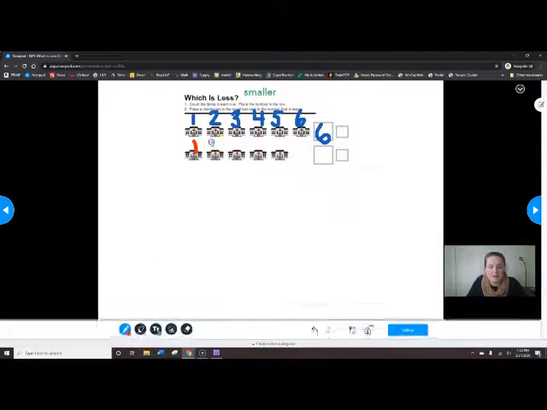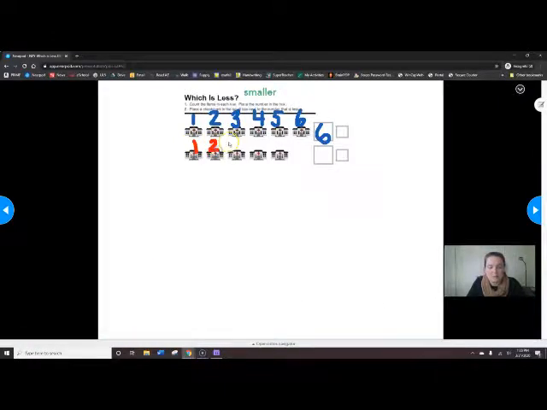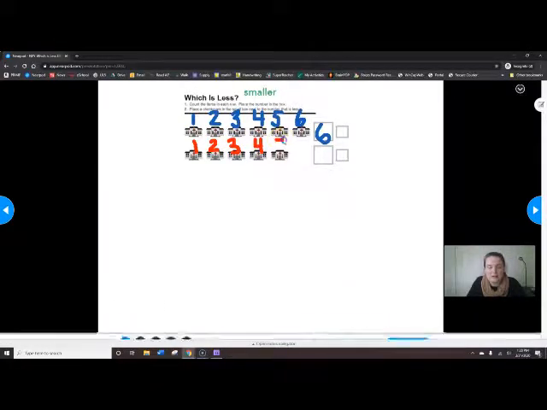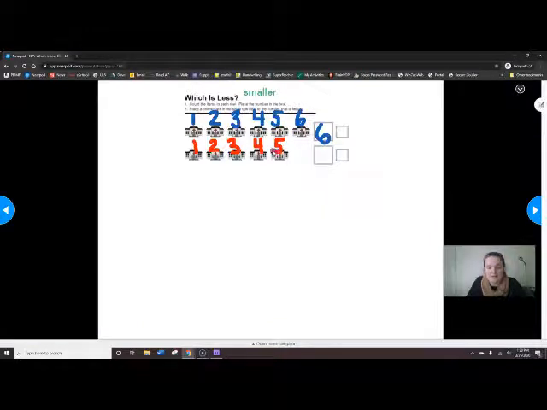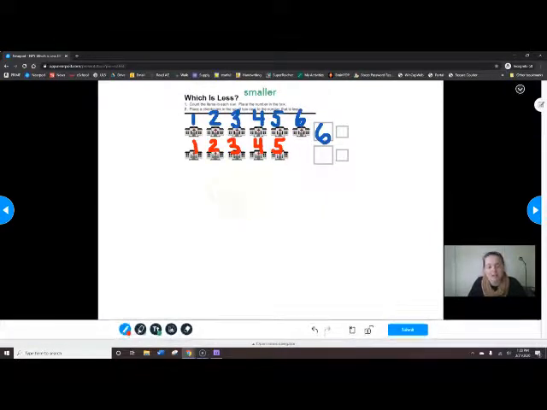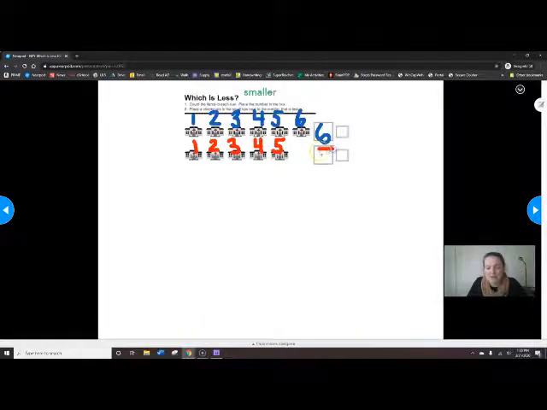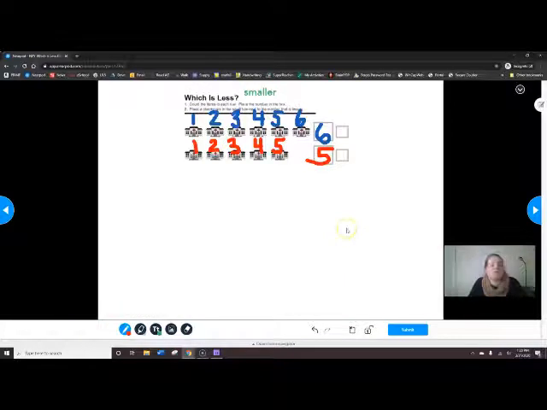1, 2, 3, 4, 5. So let's count them together. 1, 2, 3, 4, 5. In the next row, there are 5 hospitals. So now we have to say which one is less or which one is smaller.